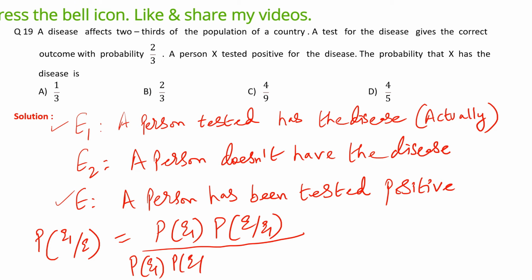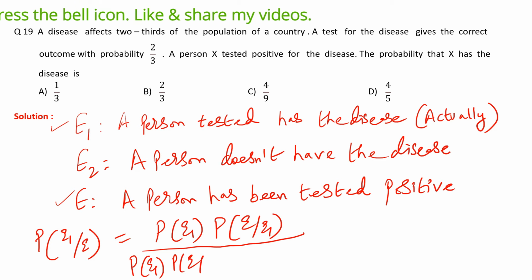And P(E by E2). E by E2 means the person is not having the disease, but the test is showing wrong outcome. So if the probability of correct outcome is 2/3, then the probability of wrong outcome must be 1/3. It is 1 minus 2/3. So when we do the calculations, it becomes 4/9 divided by 4/9 plus 1/9, which is 5/9. So finally this comes out to be 4/5. Hence option D is the correct one.